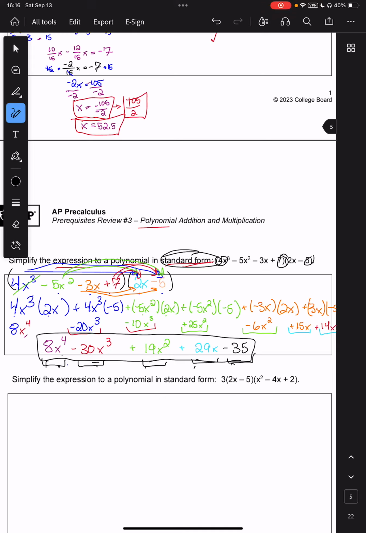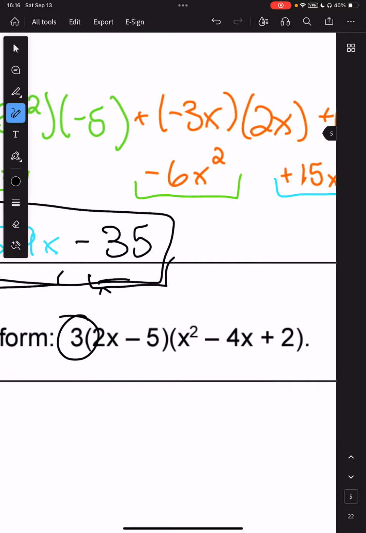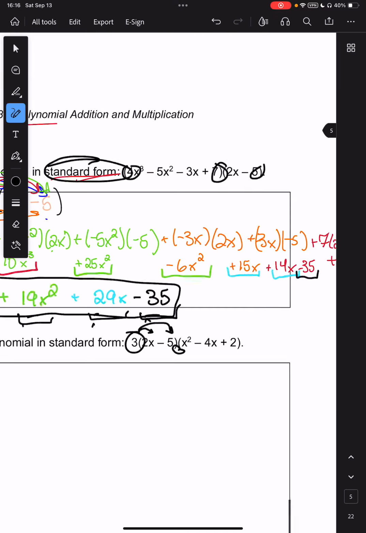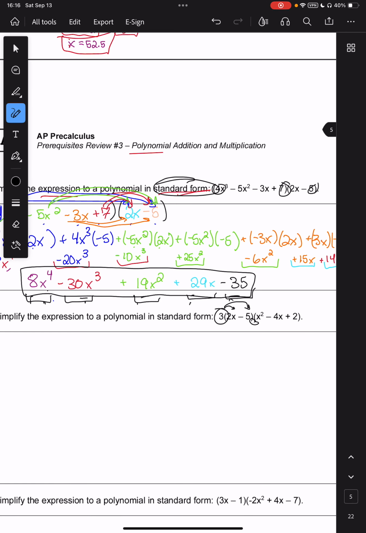Okay, so now let's do question 2. Question 2 is a lot like question 1, but first we have to start by distributing. We have our 3 over here, and so we need to distribute this first out to our 2x, and then our negative 5, before we can multiply out our parentheses. So when we do that, 3 times 2x is 6x, 3 times negative 5 is negative 15. And then we just write the other parenthesis that we have, x squared minus 4x plus 2.